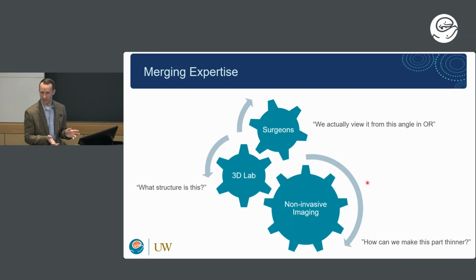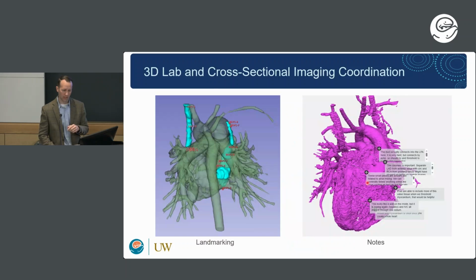What structure is this? Can you give me some guidance on how we can segment this so that we save each other time? Because I think this segmentation often takes a lot of time. And then I'll show it to the surgeons and they say, well, that's actually not how I would see it in the OR. I would tend to view things from this angle. So there's been a lot of back and forth with the 3D lab of how we can better collaborate.